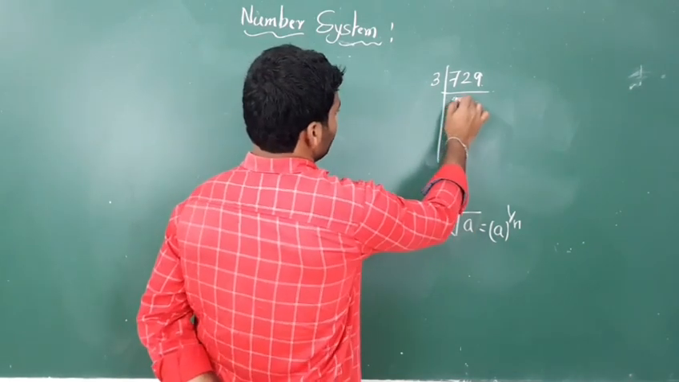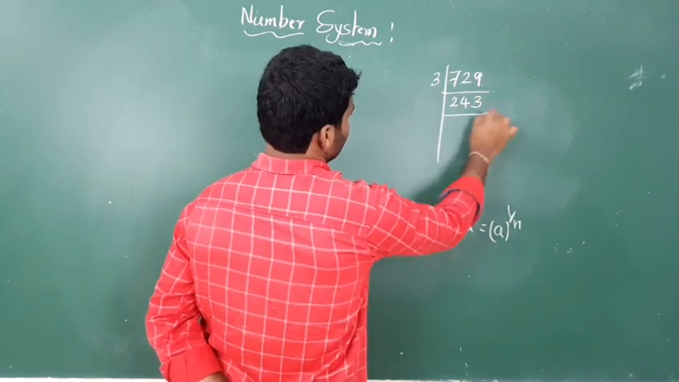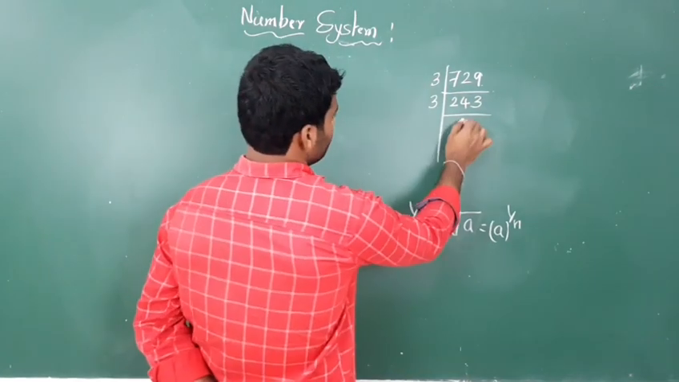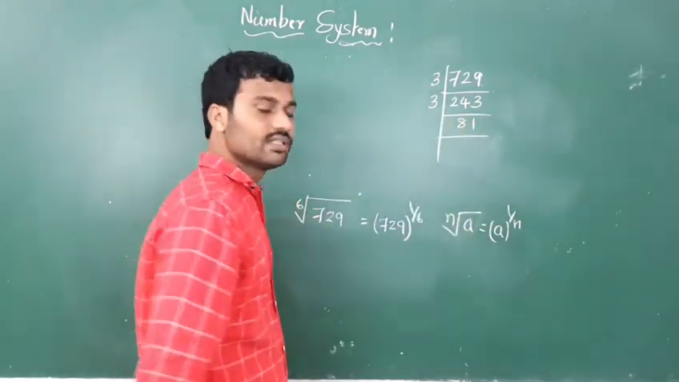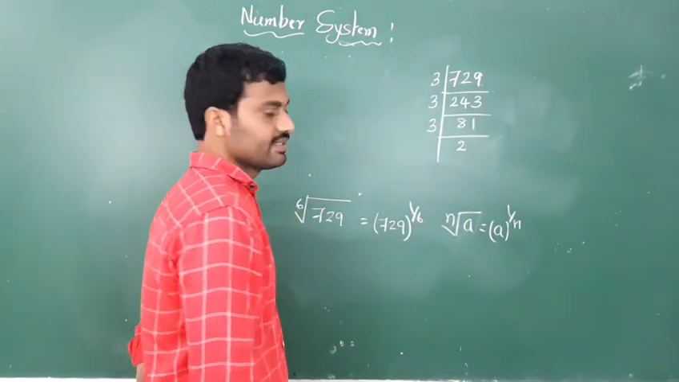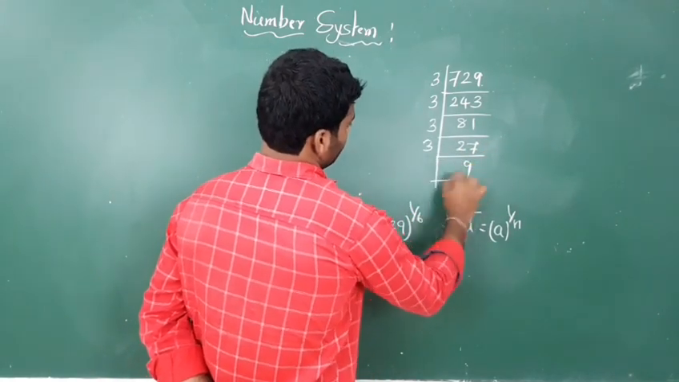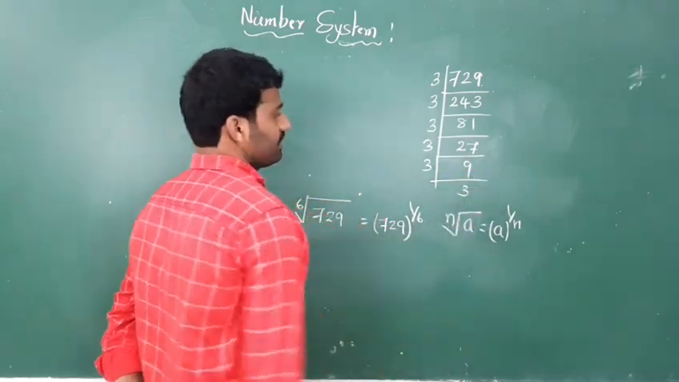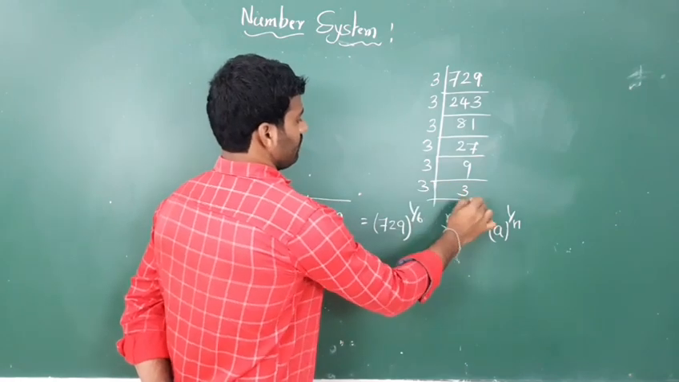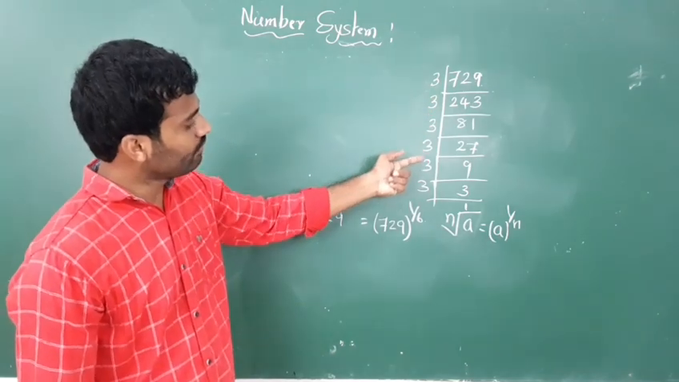Okay? 3 2s are 6, 3 4s are 12, 3 3s are 9. Again you can go with 3. 3 8s are 24. Again you can go with 3. 3 2s are 6, 3 7s are 21. Again you can go with 3, 3 9s are 27, then 3 3s are 9. Again 3, 3 3s are 9, and finally 1, which means you can stop. How many 3s are there? 1, 2, 3, 4, 5, 6.